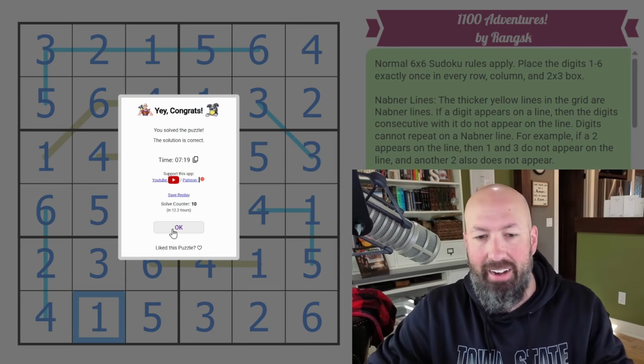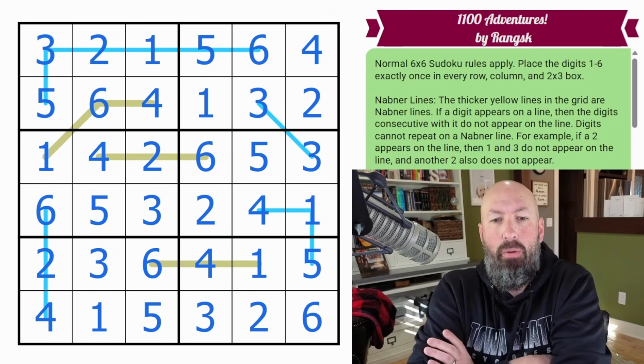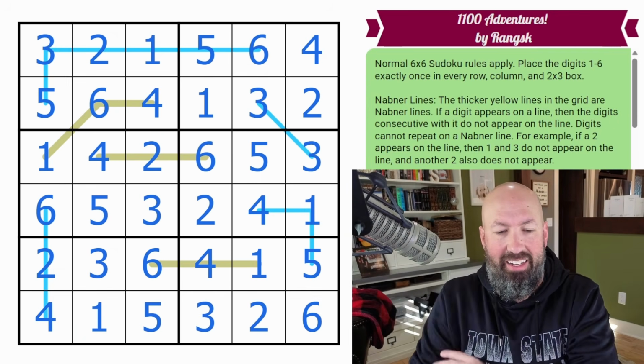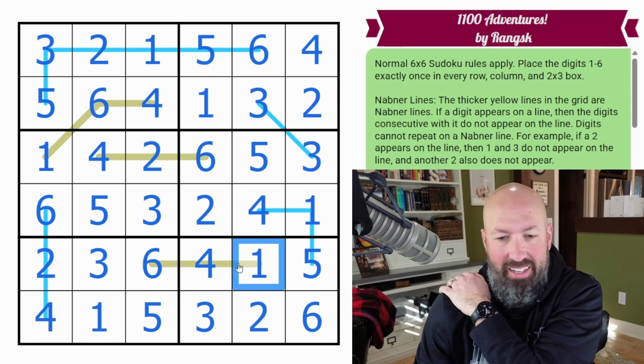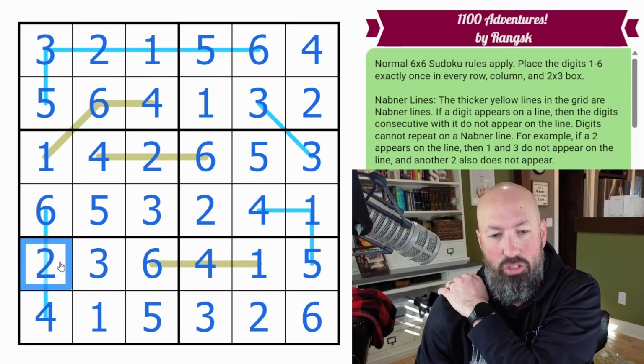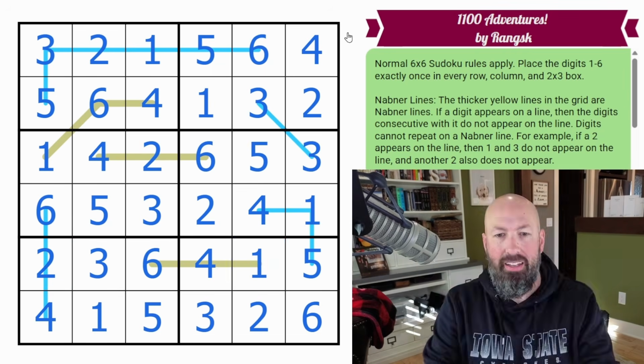There we go. All right, well, I was going along really good, and then I got a little stuck there at the end because I was just being silly and not seeing that the 2, 4 here meant this couldn't be a 2. All right, that was a fun puzzle.